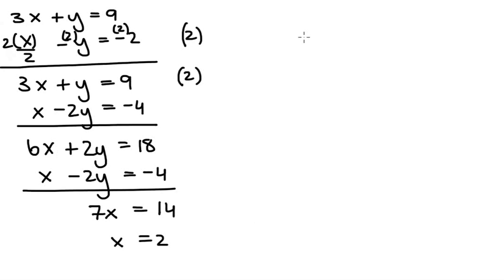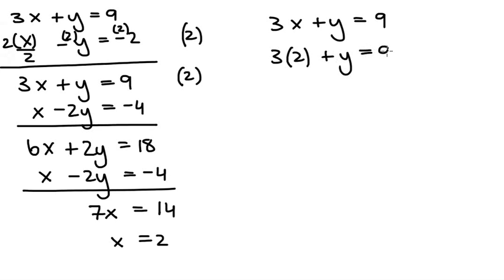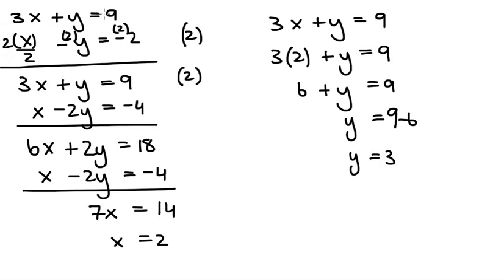So again, I take one of my equations. It doesn't matter which one. Again, I'm just going to take the top one. And I substitute in my value that I found for x to find my y. So 6 plus y equals 9. y is equal to 9 minus 6. y is equal to 3. So again, these two equations that I started off with represent two lines. So the point of intersection of the two lines this time is 2, 3.